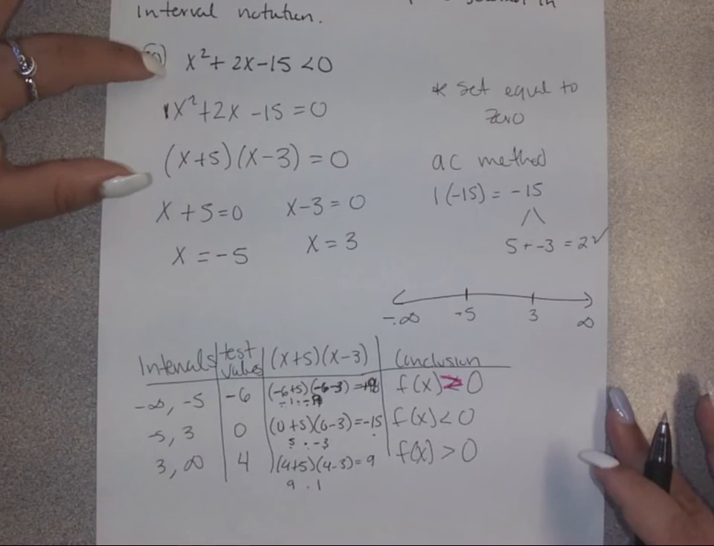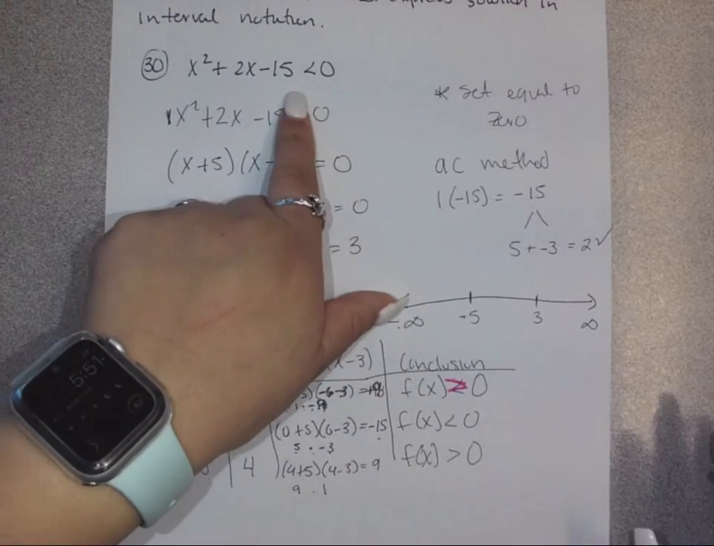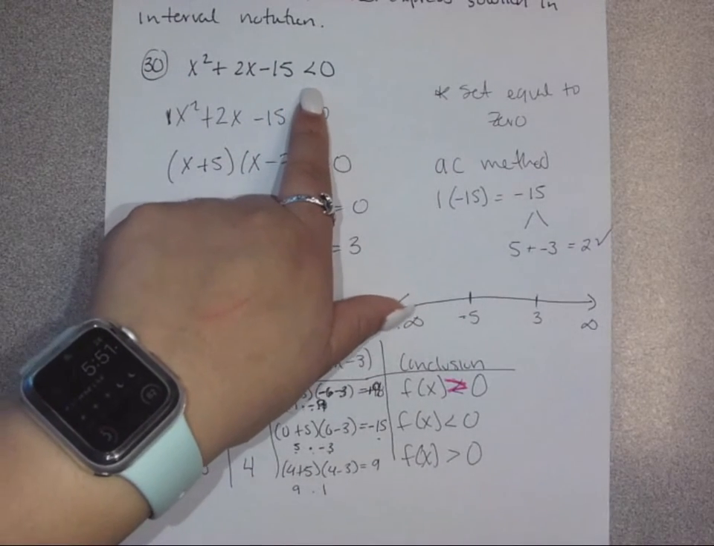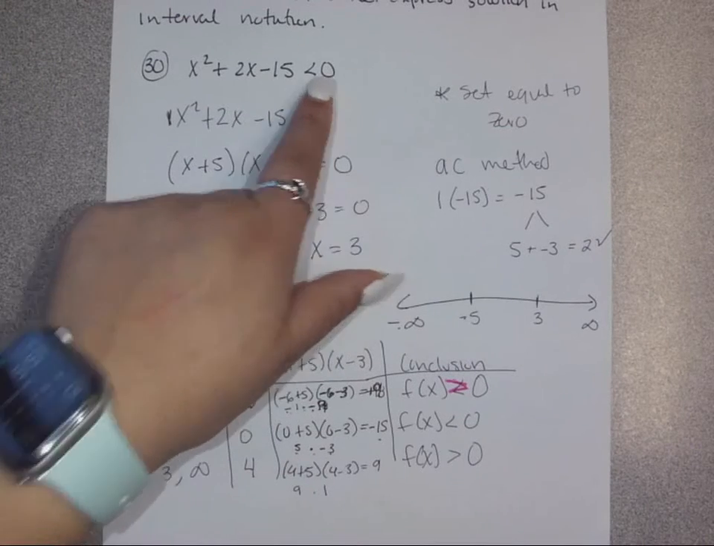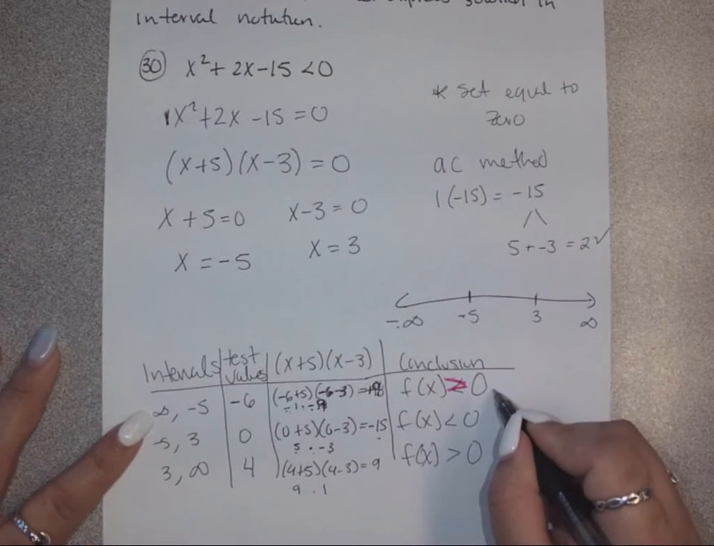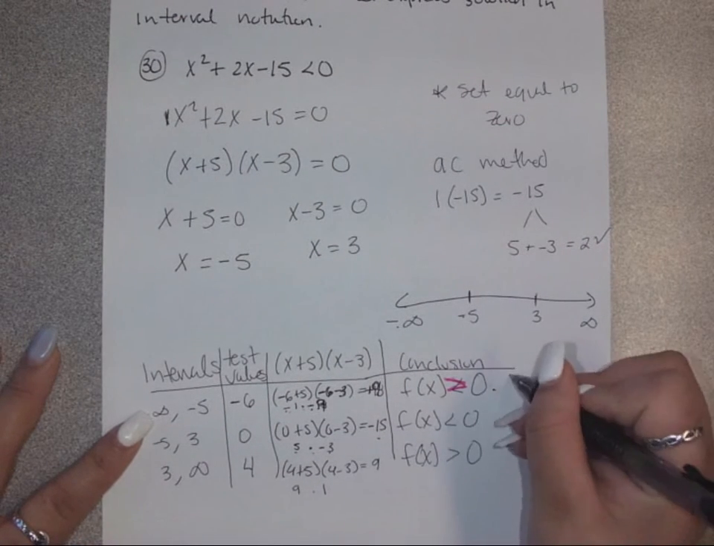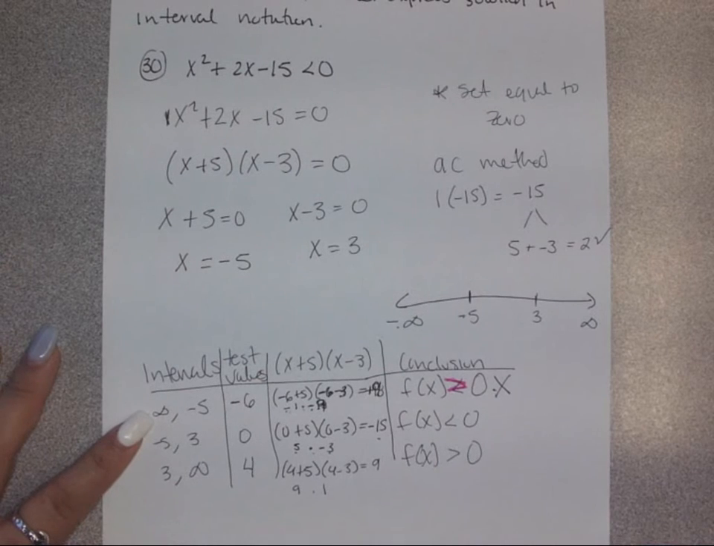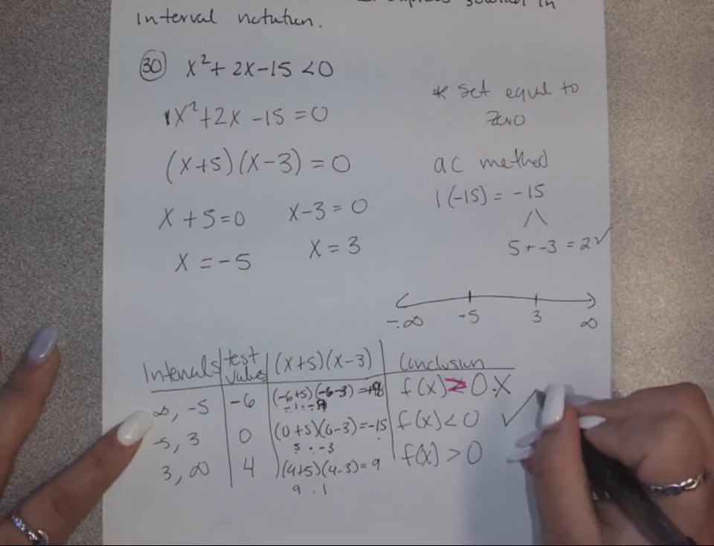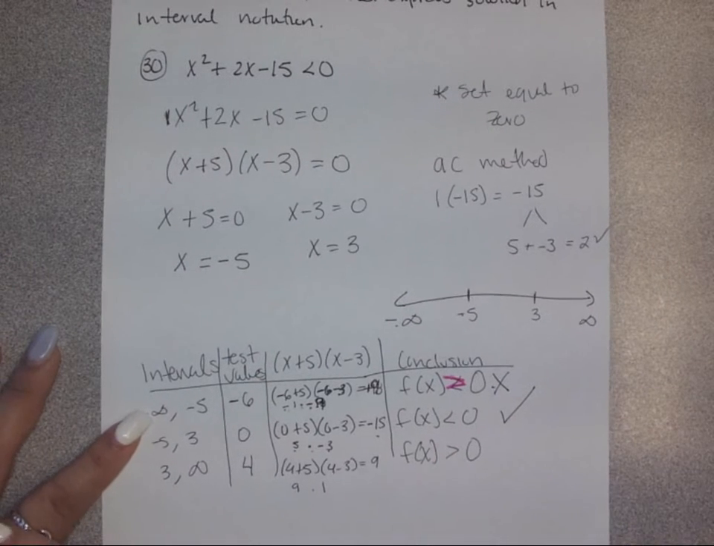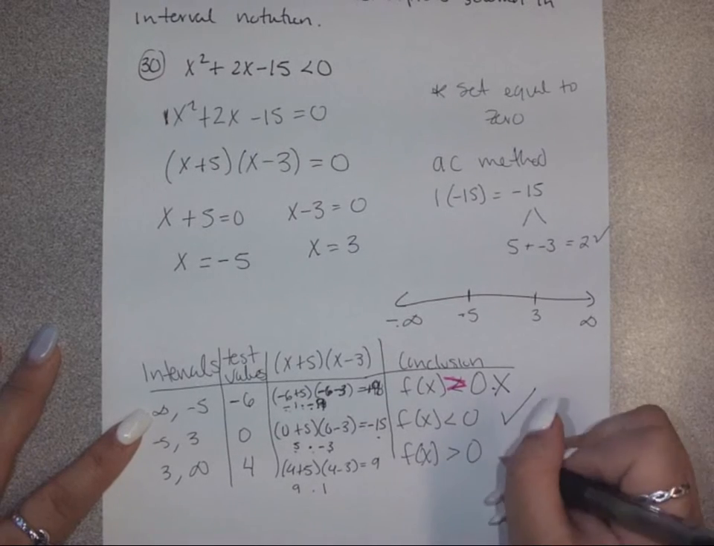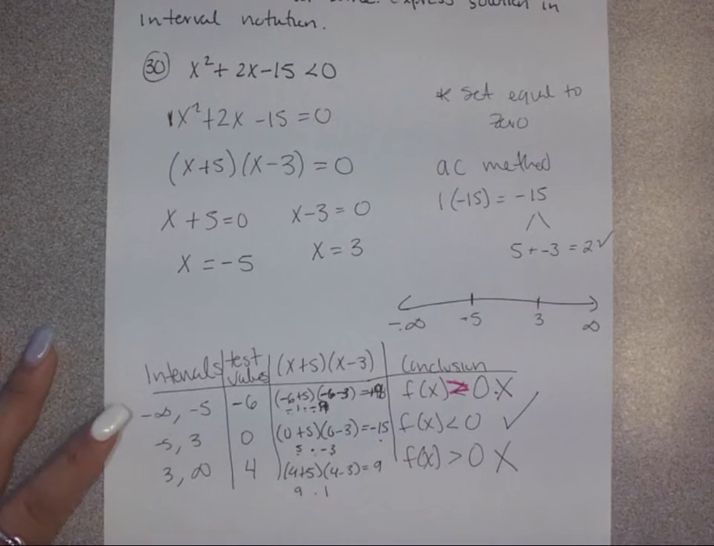Then you go back to your problem. Our inequality was asking us to find values that are actually less than 0. Here we obtain values that are greater than 0, so we cannot use this. This one is less than 0, so these are the values we're looking for. This one is greater than 0, so we cannot use this one.